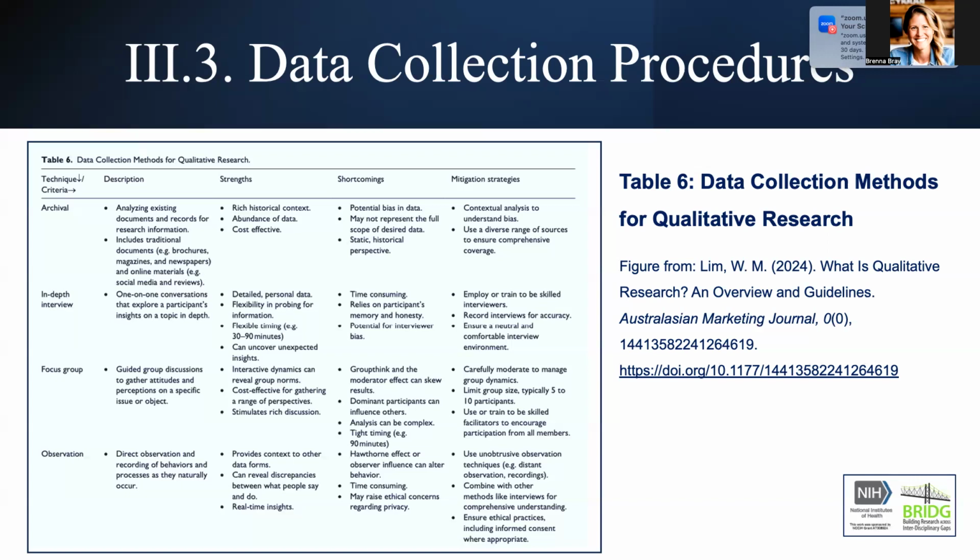Some shortcomings of interviews: they can be very time consuming, both to conduct and to analyze the data. They often rely on participants' memory and honesty, right? So we might have that participant bias. And there's a potential for interviewer bias as well. In order to mitigate those shortcomings, we might employ or train skilled interviewers. We might record interviews for accuracy and then transcribe the interviews and review the interview transcripts. And we might ensure a more neutral and comfortable interview environment. And we'll get into that in depth a little bit later in this module.